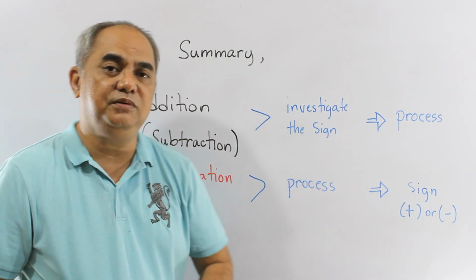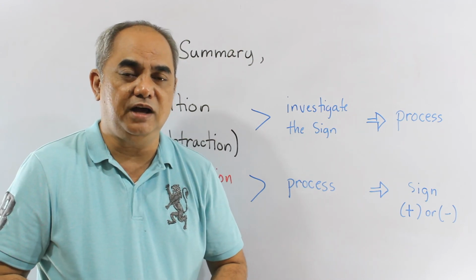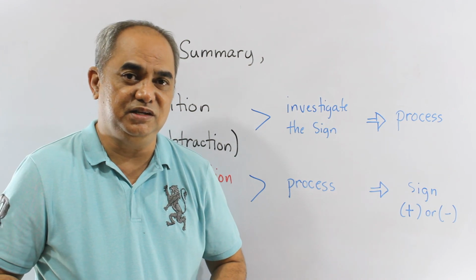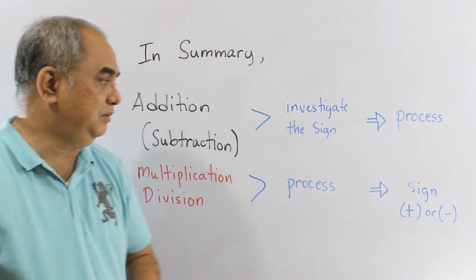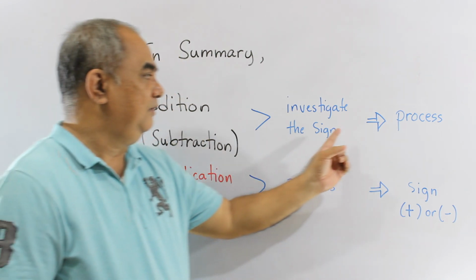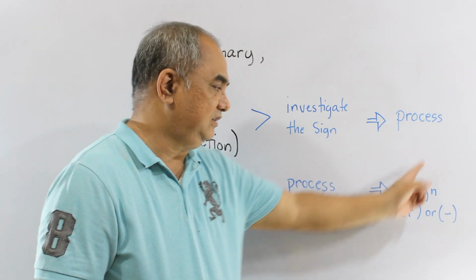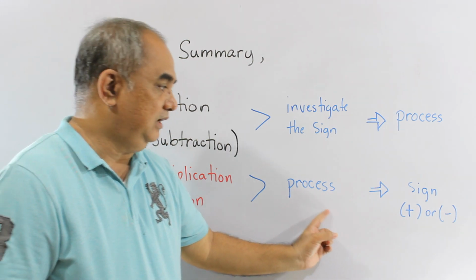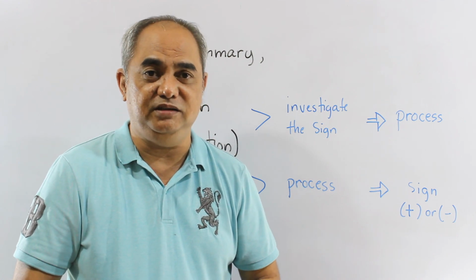The process of finding the sum, the difference, the product or the quotients of integers becomes very easy. Just remember, it's always opposite. For addition and subtraction, sign first and then goes to process. Here, we have to find the product or the quotient and then decide whether the sign is positive or negative.